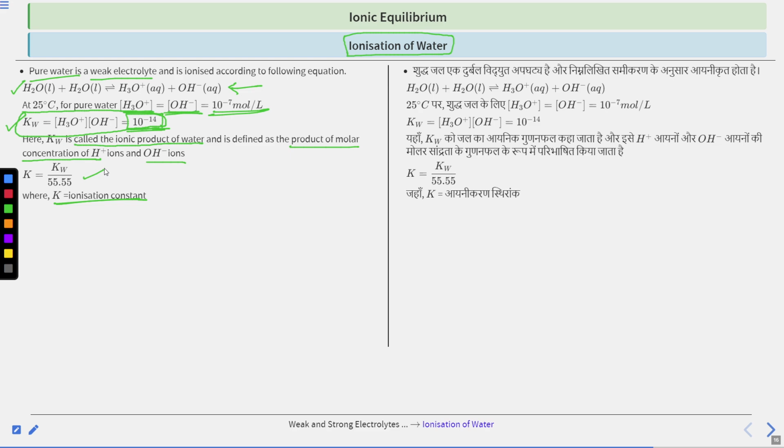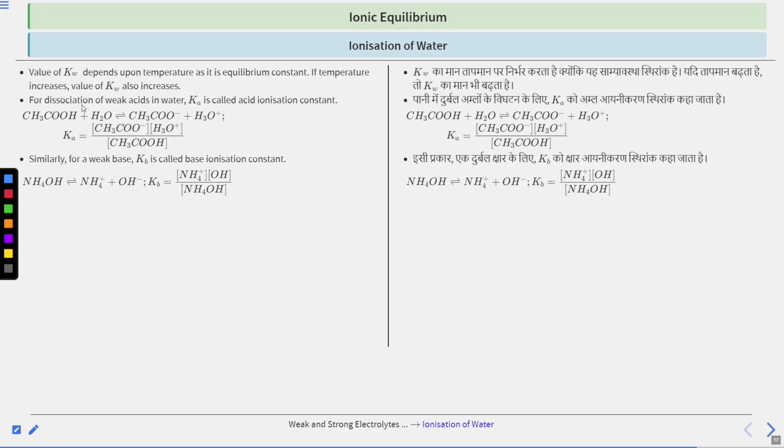Right? Okay. So value of Kw depends upon temperature, as it is an equilibrium constant. And equilibrium constant only depends on the temperature. So the value of Kw will also depend upon the temperature. And if temperature increases, the value of Kw also increases. So basically it is directly related. The temperature and the equilibrium constant are directly related. One increases, another will also increase.